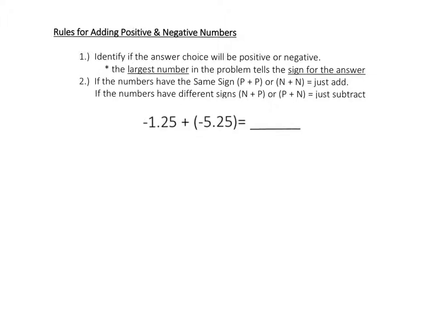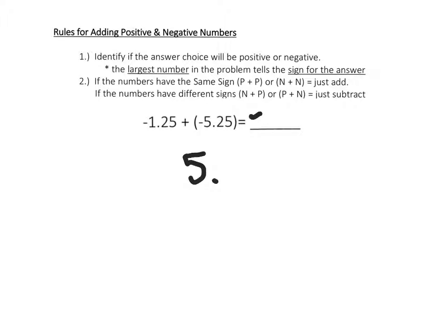Here we have our third example, negative 1.25 plus negative 5.25. So using our first rule, we look at the larger number, which is the 5.25, and it is negative, so our answer is going to be negative. Then, using the second rule, if the numbers have the same sign, we just add. So we have a negative plus a negative, so we're just going to add them.